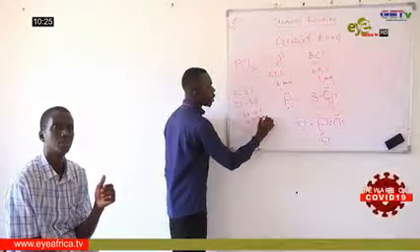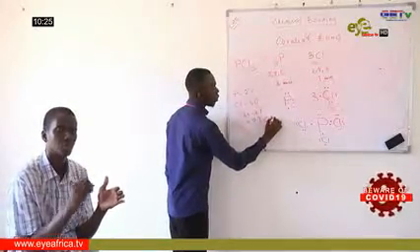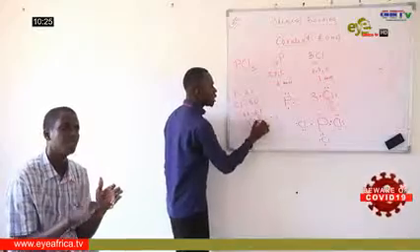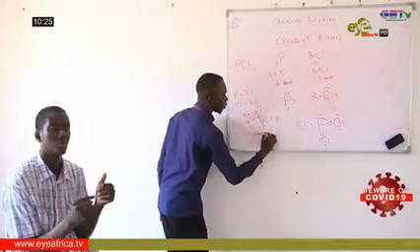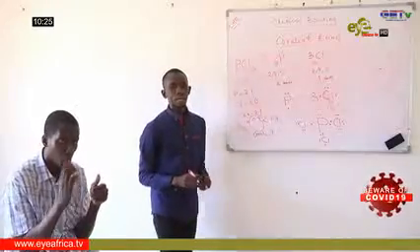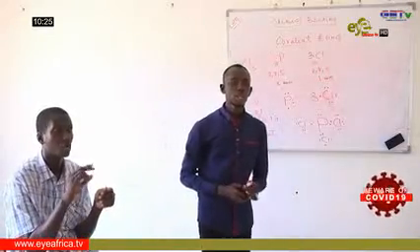And 0.9 is less than what? 1.7. Which means this molecule or compound is more what? Covalent. It's more covalent than ionic.